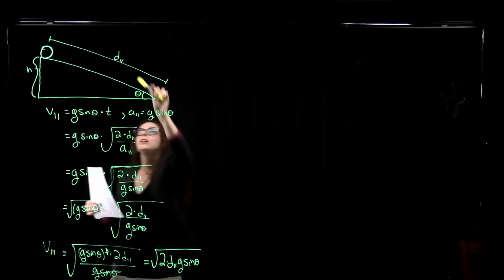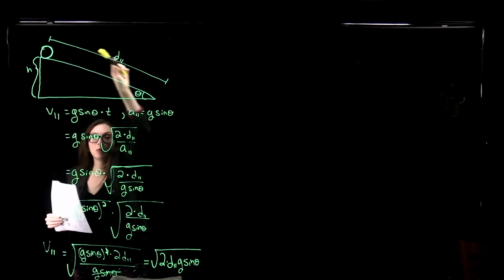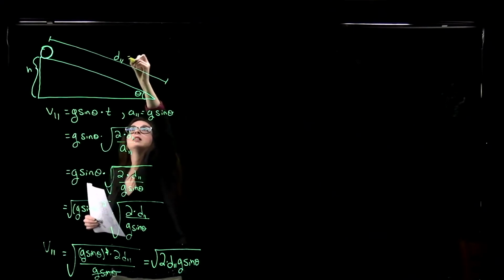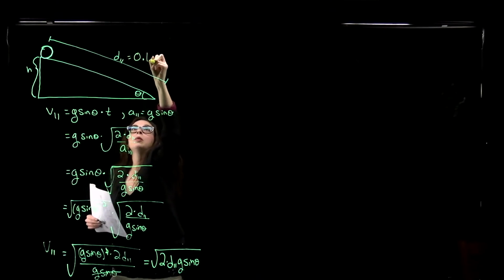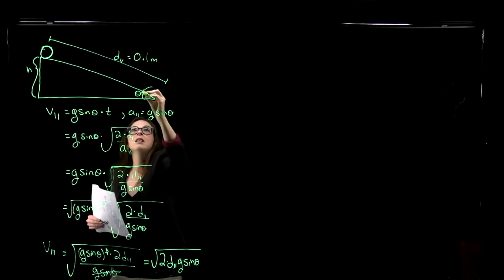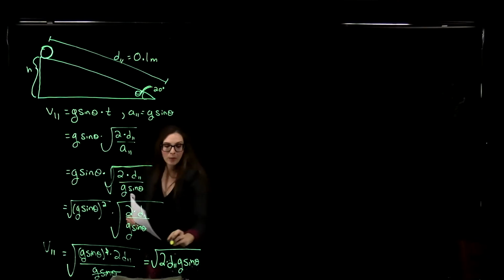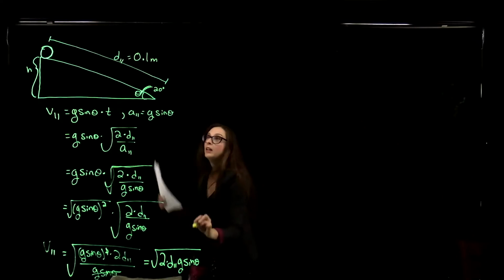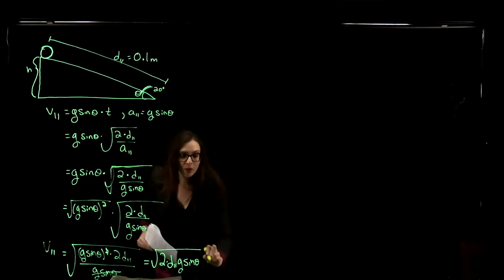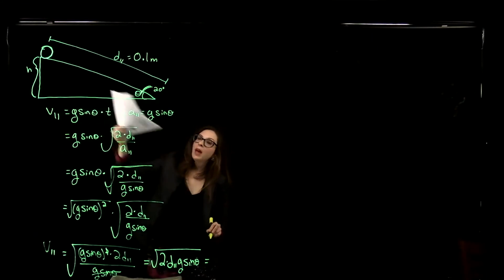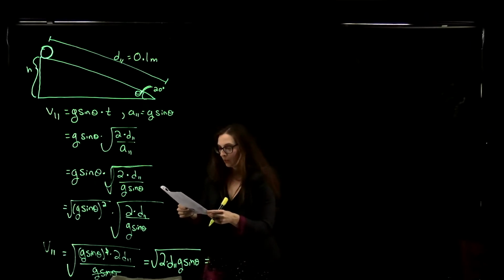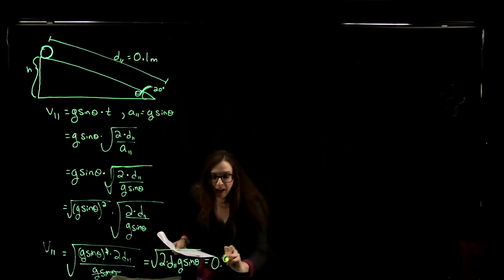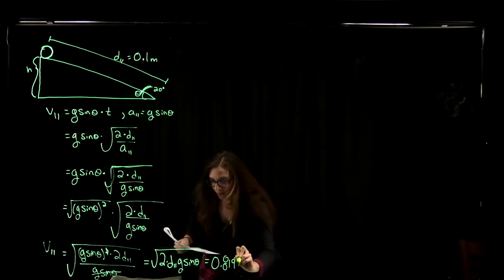If we say that the distance that we're rolling down this incline is 10 centimeters, or 0.1 meters, and the angle of my incline is 20 degrees, then when I plug that in, 2 times 0.1 meters times g sine of 20, and take the square root of that, we get that the velocity at the bottom of the incline was 0.819 meters per second.